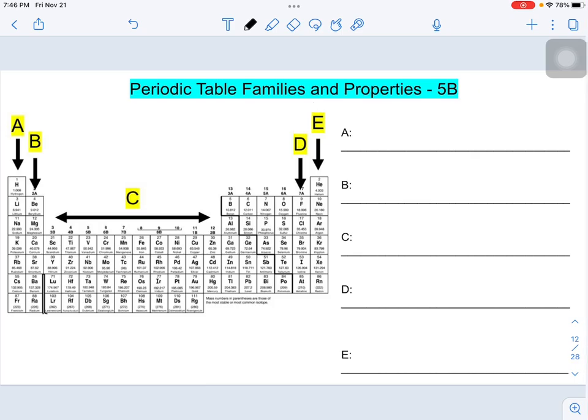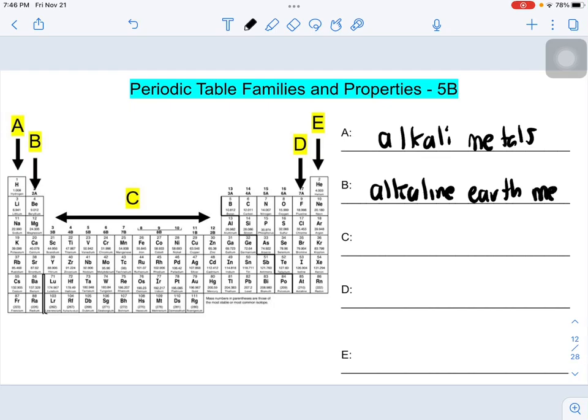So family A is known as the alkali metals. Okay. Family B is known as the alkaline earth metals. They sound the same, but one is alkali and one is alkaline. So we got to know those differences. And by the way, alkali metals are in group 1, alkaline metals are in group 2. Now, let's talk about this big group over here that I'm highlighting right now, C. This family is known as the transition metals.